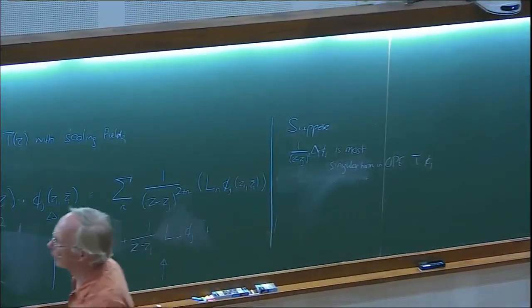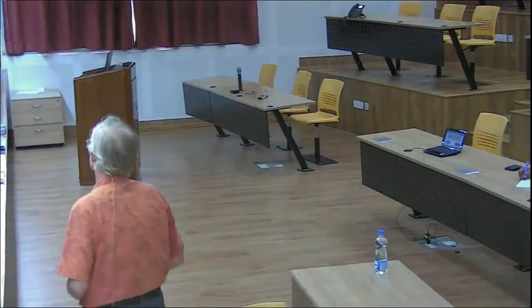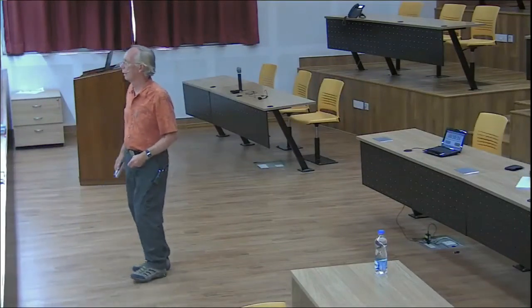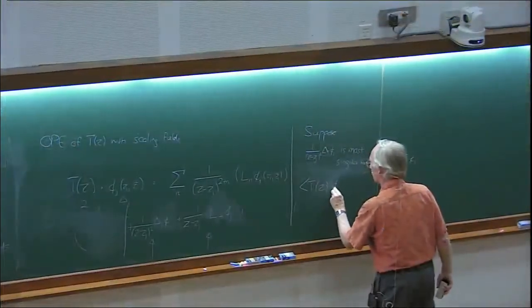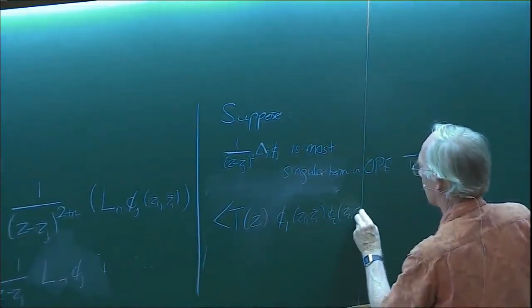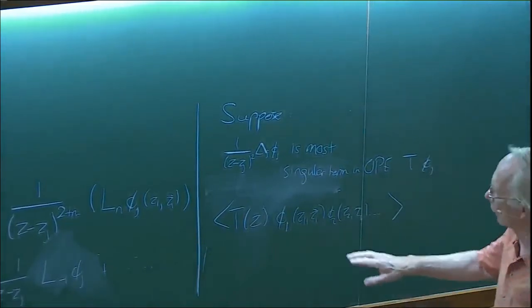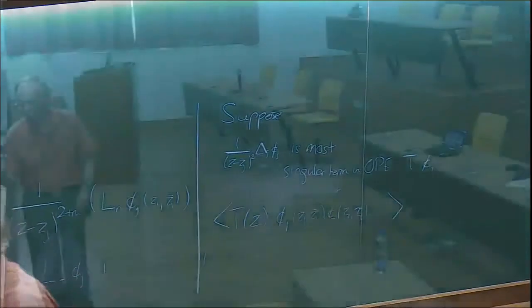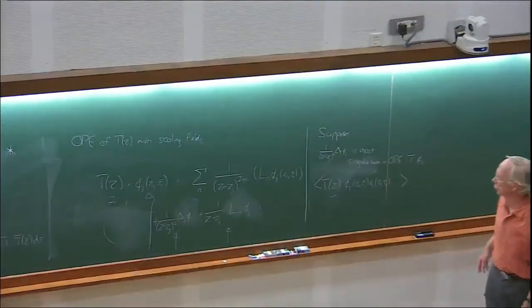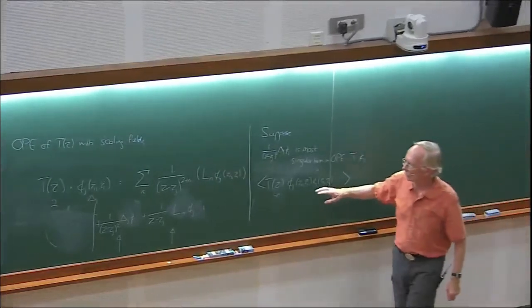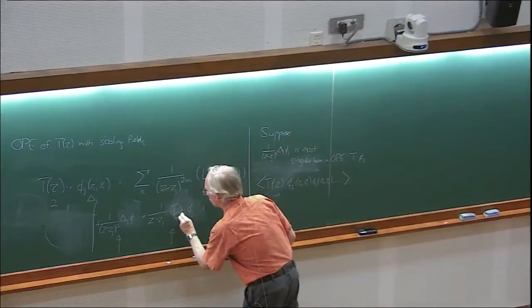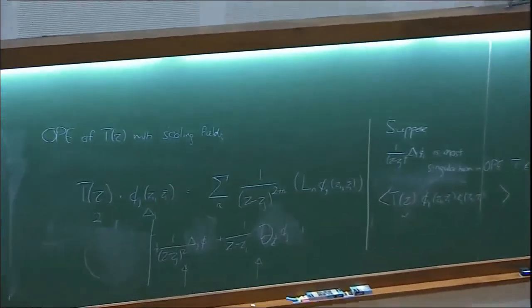Okay? So that means that we actually know the correlation function of T with everything, if that's the case. If we're looking at the correlation function of T with phi 1 of z1, phi 2 of z2, dot, dot, dot, and all these scaling fields have the property that there are no more singular terms, then as a function of z, we know this is an analytic function, and we know all its singularities, because we know this term and this term, and so on. So that means that we know the function.